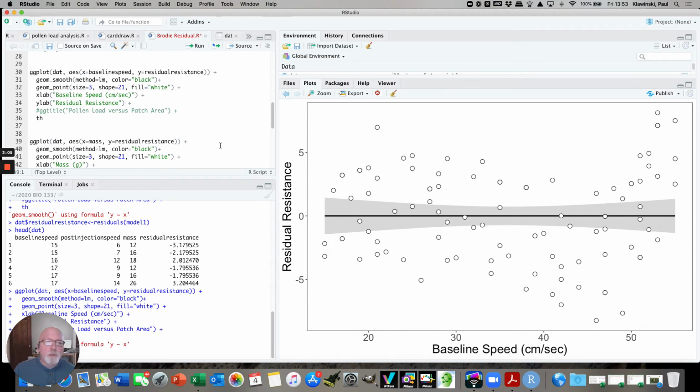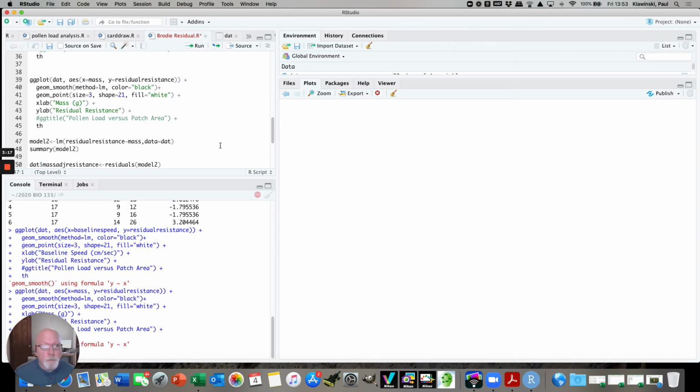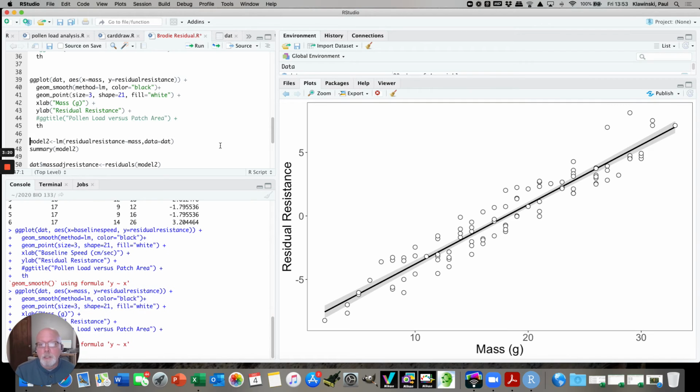But then they also had to worry about whether or not mass had an effect on residual resistance, because the bigger you are, the more likely you are to just be able to absorb a large amount of toxin without experiencing the negative effects of it. So when you look at mass versus residual resistance, you see that there's still this correlation there, such that bigger snakes tend to have higher levels of residual resistance simply because of their size. Smaller snakes have lower residual resistance because they're just small.